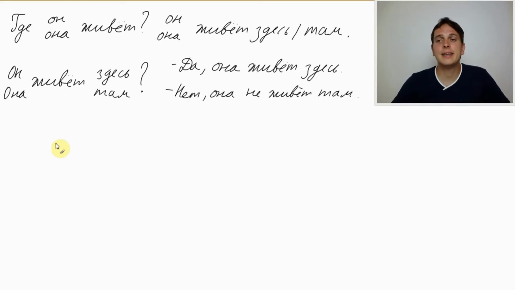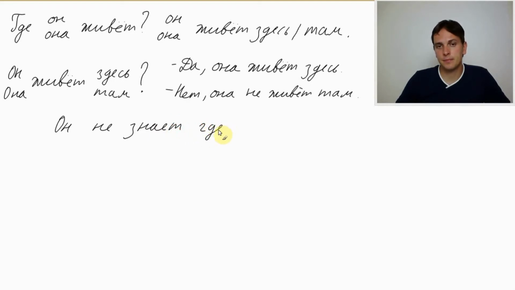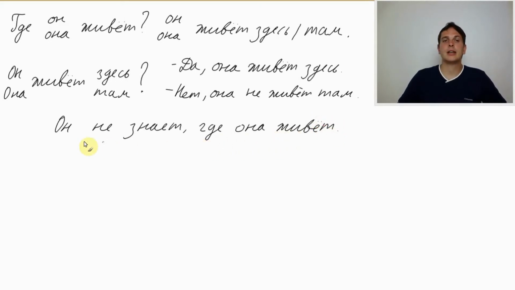How would we say, he doesn't know where she lives? He's not knowing where she lives. Он не знает, где она живет. Он не знает, где она живет. He not know where she lives.